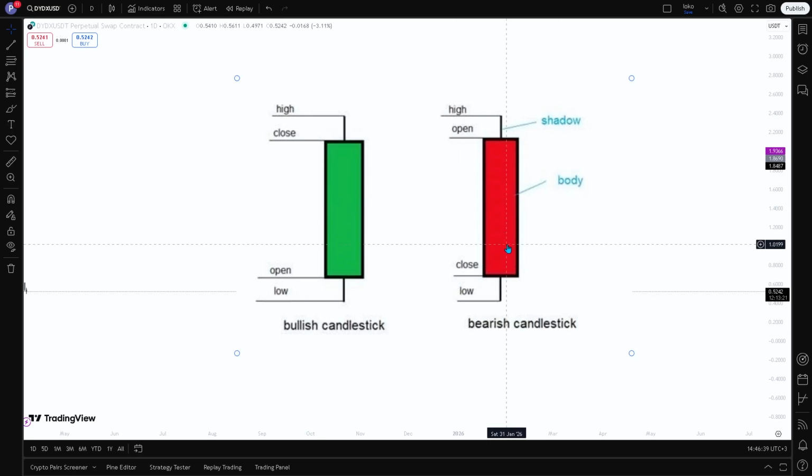Big red candle, sellers are in control, potential downtrend. Small body and long wicks, doji. Market is uncertain. Watch for a reversal.